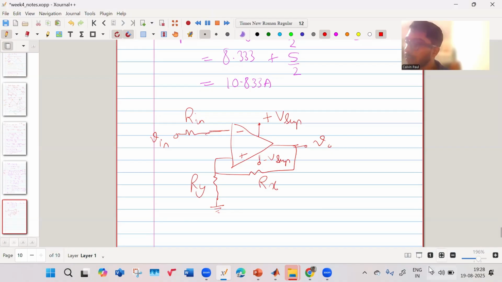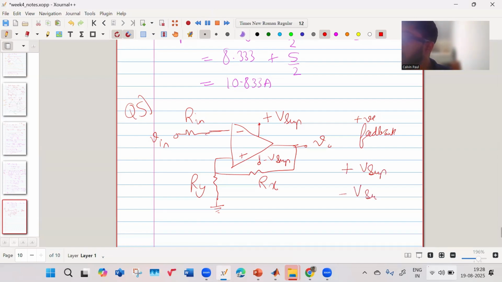So now, if you will notice, it is configured in positive feedback. So when it's in positive feedback, what could be the possible output voltage values? The output voltage will be plus or minus V saturation, V supply. So it will be saturated. It will either be at plus V supply or it will be at minus V supply.